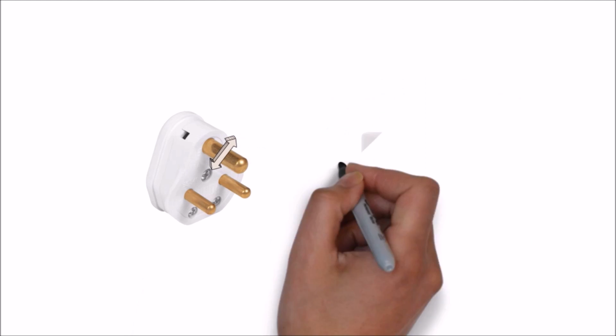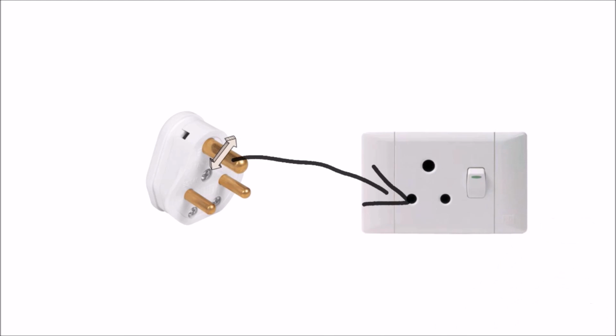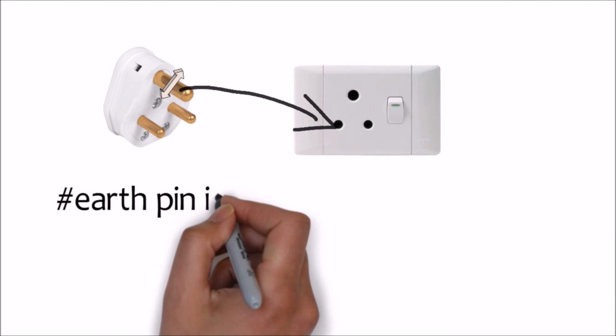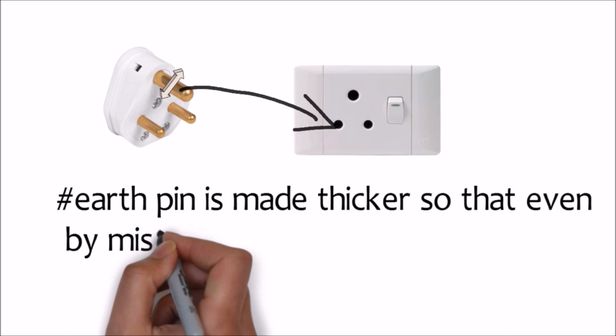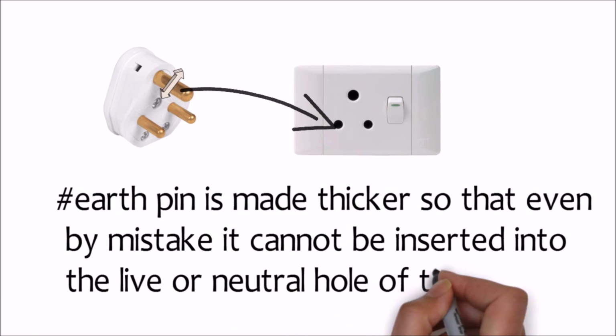Thus the diameter of this earth pin is large to prevent a wrong plug-in. This earth pin is made thicker, so that even by mistake it cannot be inserted into the live or neutral hole of the socket.